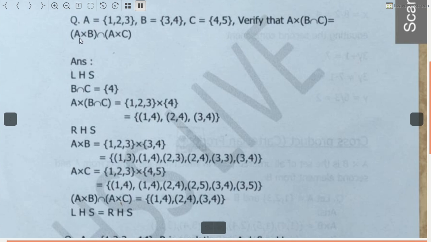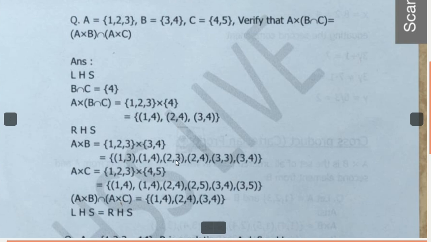Then right side, (A cross B) intersection (A cross C) is what? A cross B is this one. A cross C is this one. Then what about their intersection, meaning common? Here (1, 3), but no, (1, 3) is not here. Here (1, 4), yes, (1, 4) is here. What's A cross C? (1, 4), (1, 5), (2, 4), (2, 5), (3, 4), (3, 5). So (1, 4) can be taken as common.